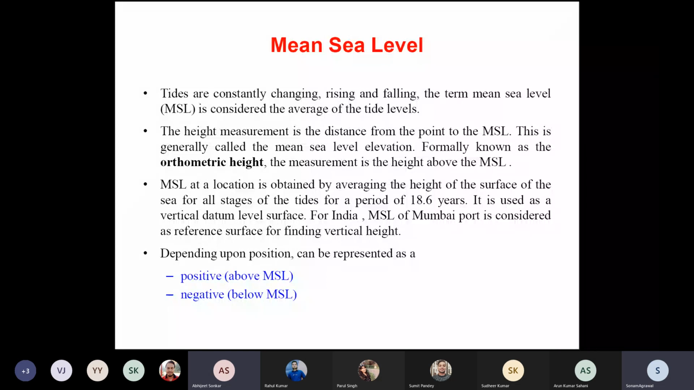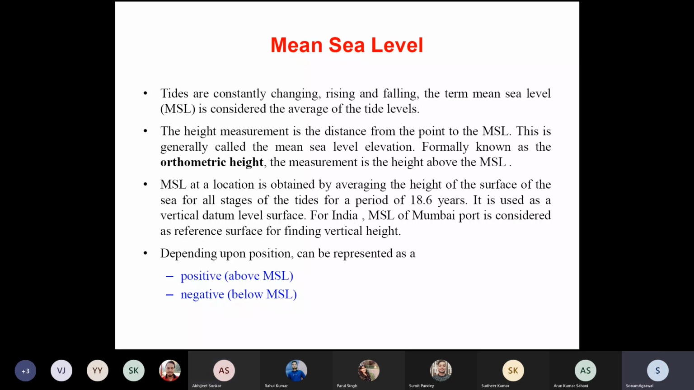Yes, ma'am, is mean sea level counted from the continental shelf or from any other ground? Sorry, how is mean sea level counted? From the continental shelf or any other way? Yes, I'm coming to that one.